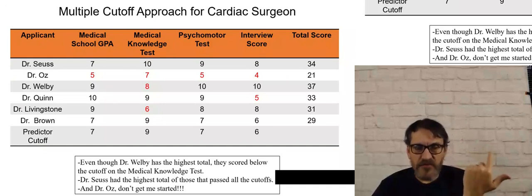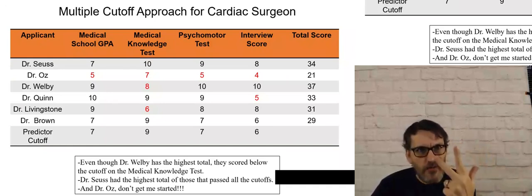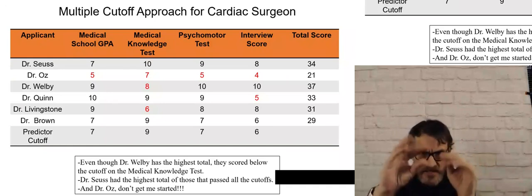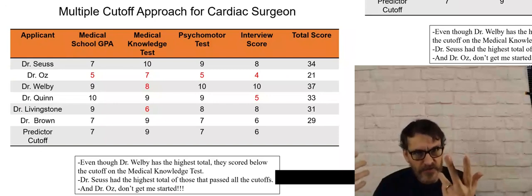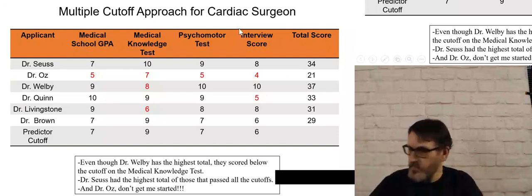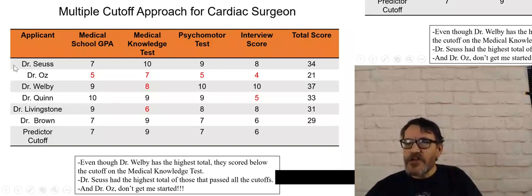Then a psychomotor test, and I'm assuming that would be dexterity kinds of things. And then finally, an interview score. So they take an interview and see how they do. Then they have 6 applicants for the position, and you see in the bottom row, they have a cutoff for these predictors.